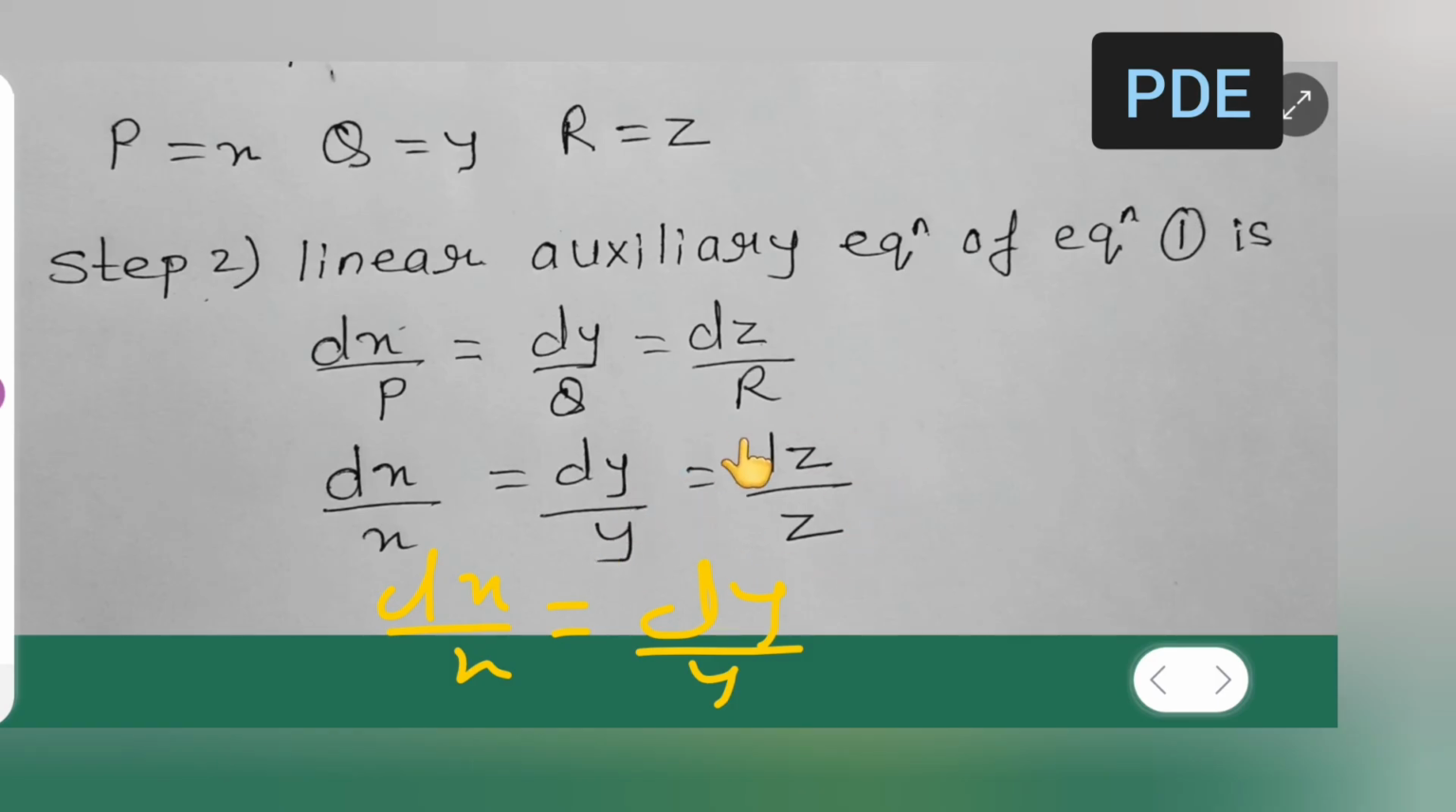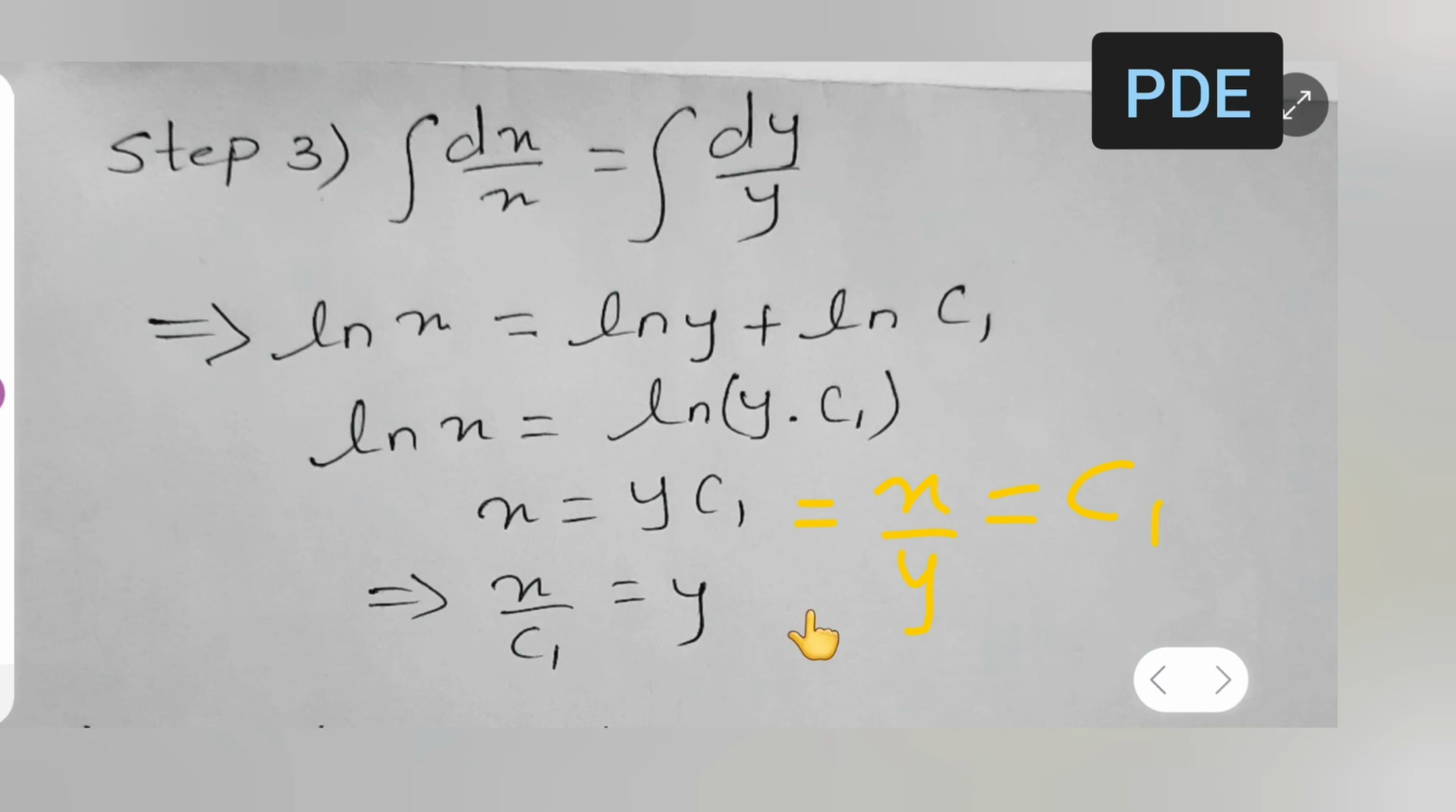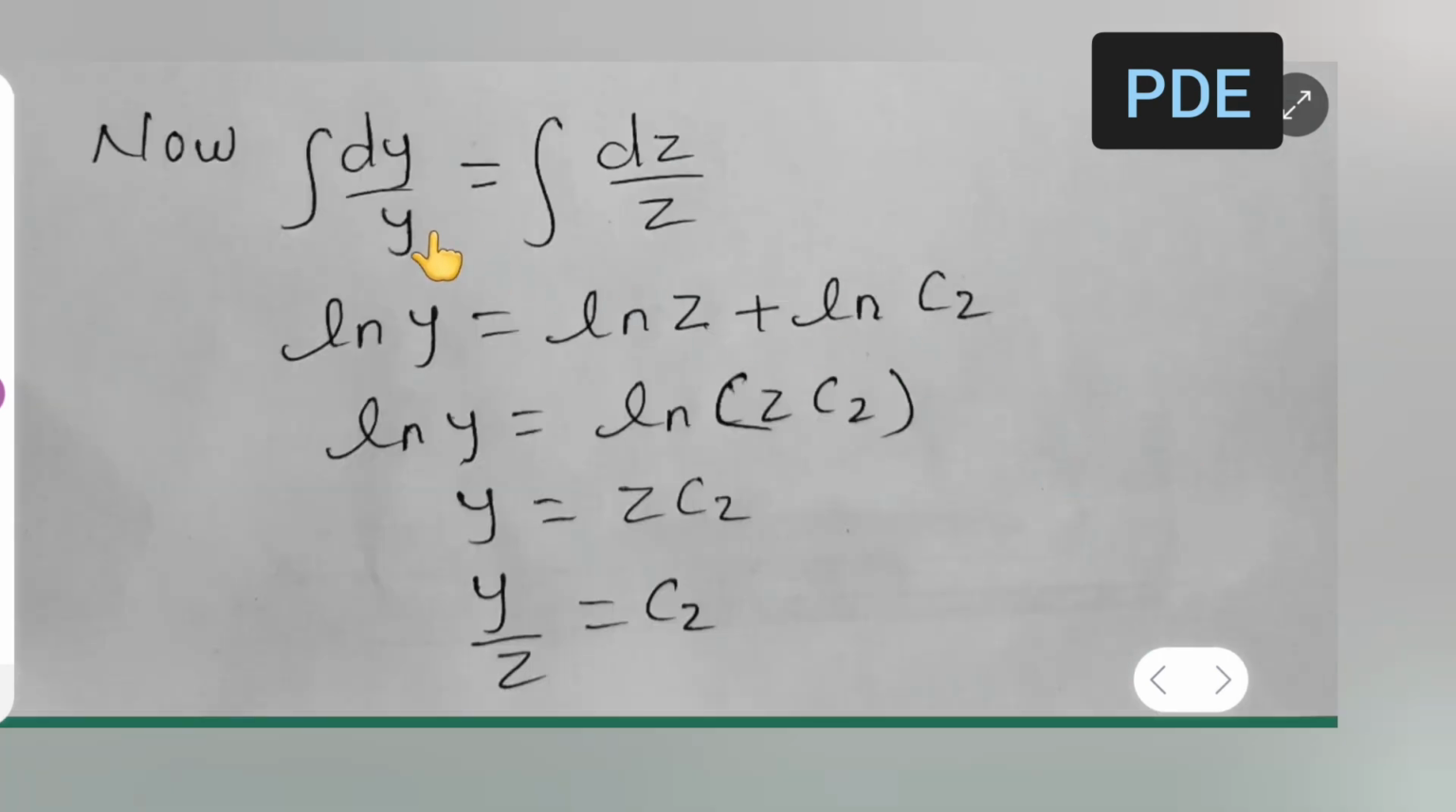Okay, next I will be taking these two equations and integrating them: dy upon y is equal to dz upon z. Integration of dy by y is ln of y, is equal to the integration of this, which is ln of z plus ln of c2. So ln of y is equal to ln of z into c2. So y is equal to z into c2. So c2 is equal to y upon z.